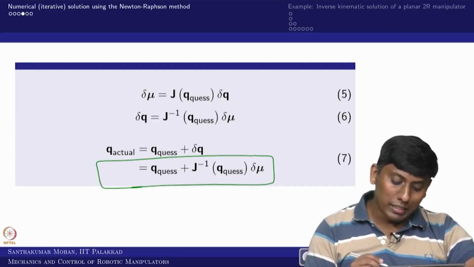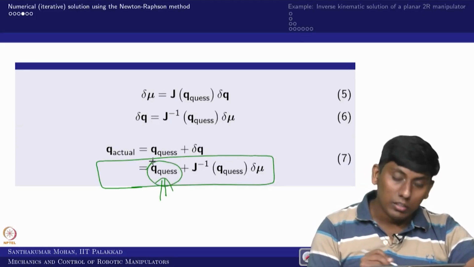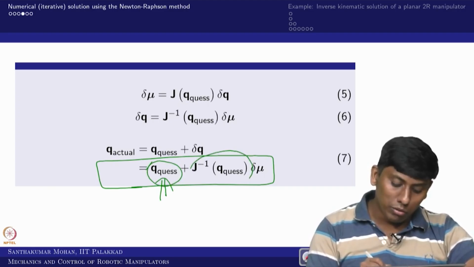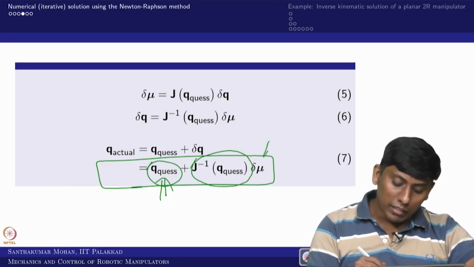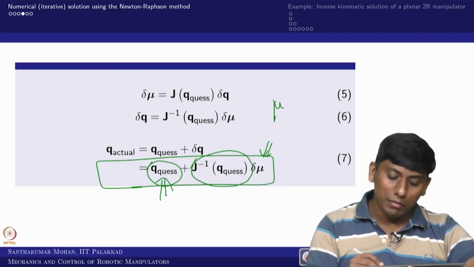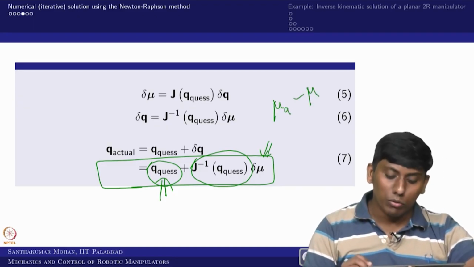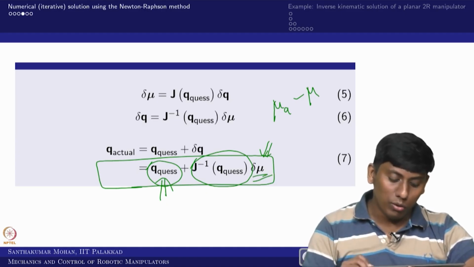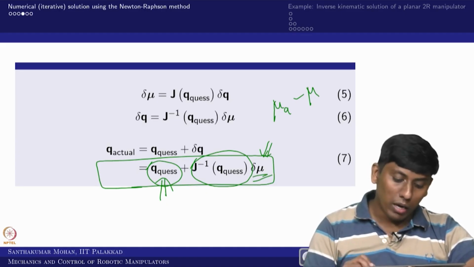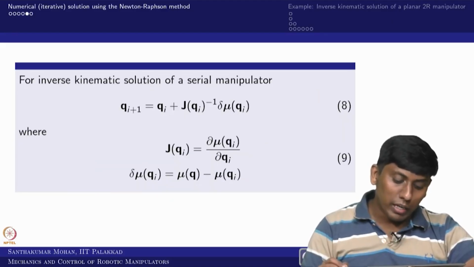So now what you can see? Once you choose the guess, this is given. You can find J and then J inverse you can get, and mu actual is given, okay, and mu guess you can find because its function is known to you. So you can get the delta mu, and then you can solve for q actual one by one, in the sense, an iterative method. So that is what we are trying to write.